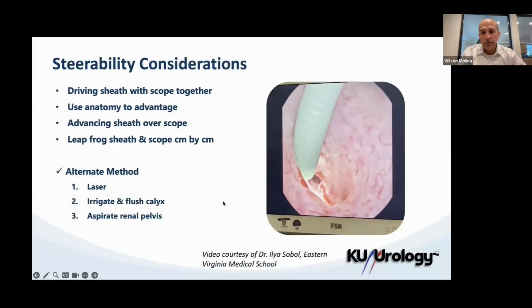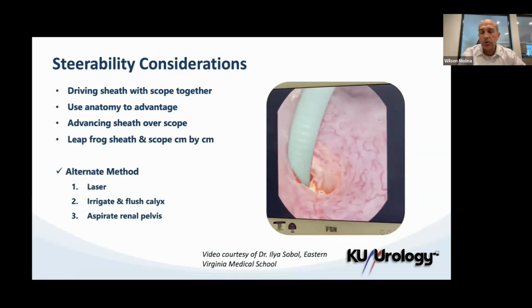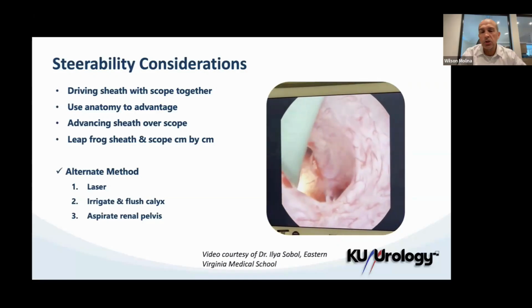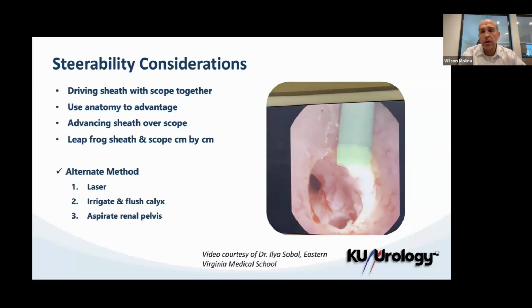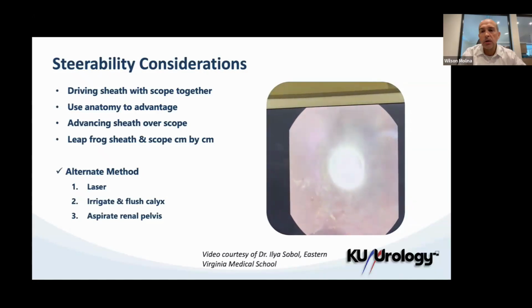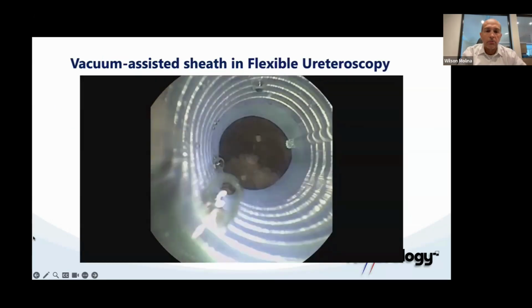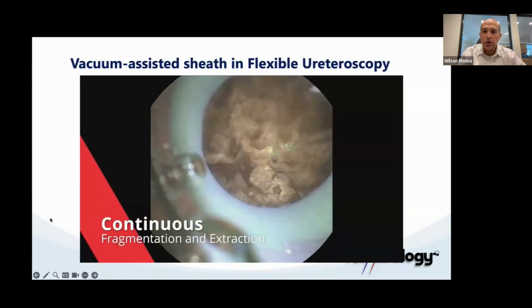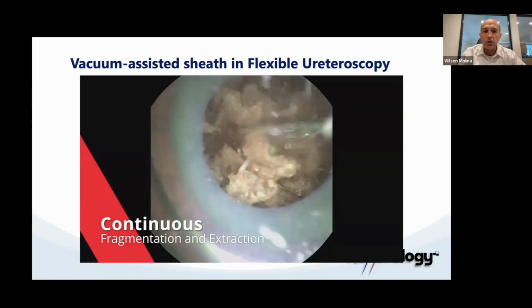This is another great video where Dr. Sobel from West Virginia is doing a mini perk, and he used the sheath, so you can see how malleable the sheath is within the collecting system. It's really great to navigate everywhere. So those fans have become very popular. Here on video, I think it was probably Dr. Wiles, my partner, who is probably watching us now, doing a flexible ureteroscopy with the sheath.